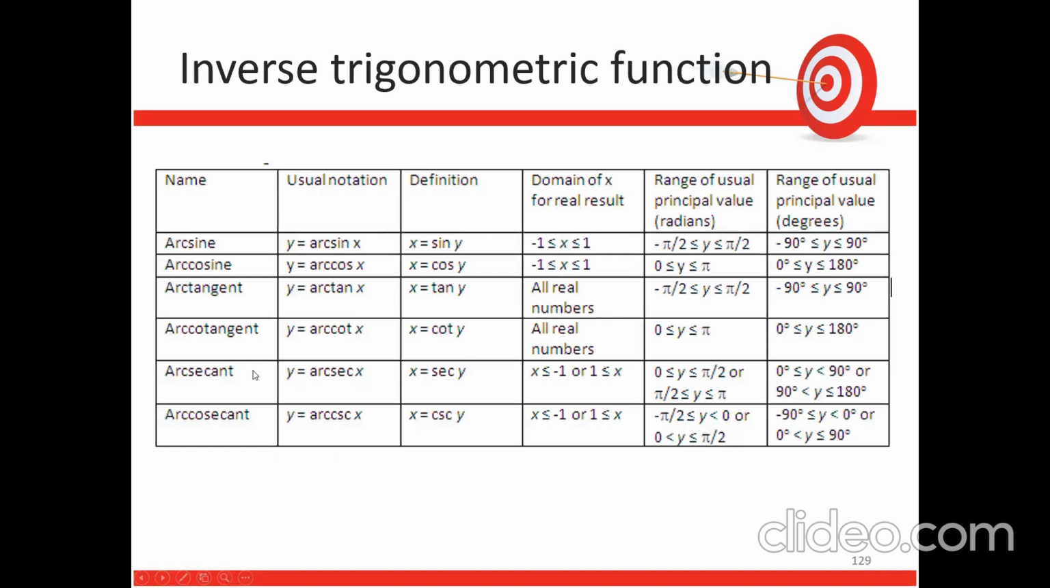Next, inverse trigonometric function. So, ito yung mga table niya. For example, sa arc sine, y is equal to arc sine x, usual notation. Definition, so this is from x is equal to sine of y. So domain of x for real result is negative 1 to 1, negative 1 included, 1 included. Okay? Range of usual principal value sa radians, negative pi over 2 to pi over 2. Kaya kasama yung valuing yan. Range of usual principal value in degrees is negative 90 degrees to 90 degrees. Same din sa iba. Okay?